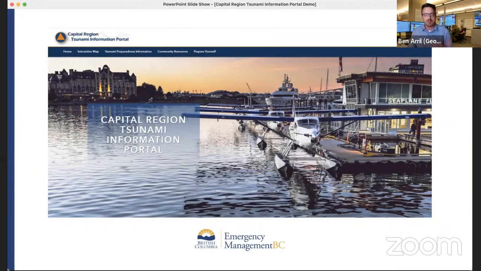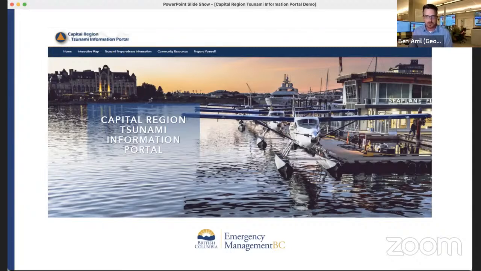But it's incredibly important for people to know where the tsunami hazard zones in the capital region are located, so they're informed and can understand any of the potential risks. The Tsunami Public Information Portal Map is a really cool tool that helps people visualize and learn about tsunami hazards.